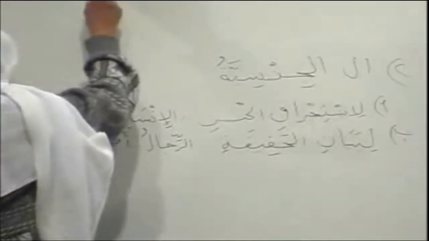Tasubbul khalla fi zayti. Tasubbu, what does tasubbu mean? Sabba yasubbu, to pour. Tasubbul khalla fi zayti. Khal, what does it mean? Who knows? Tasubbu al khalla fi zayti. Al khall is vinegar.